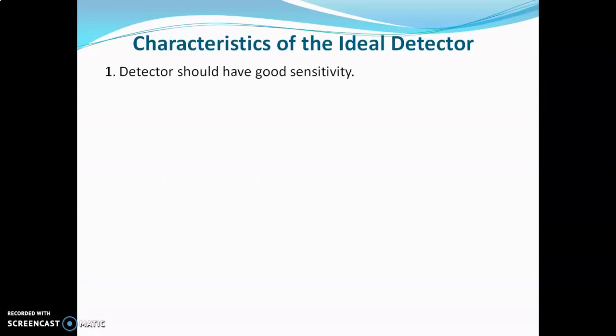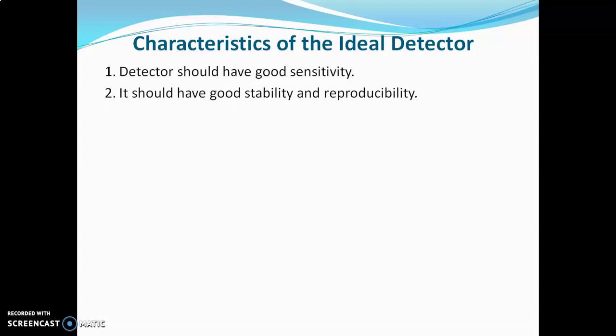First we'll see characteristics of an ideal detector. First characteristic is the detector should have good sensitivity. Good sensitivity means it should detect trace amounts of solute in a sample. Flame ionization detector can detect up to picogram or femtogram level of sample, while thermal conductivity detector detects up to nanogram sample. So, flame ionization detector has better sensitivity than TCD.